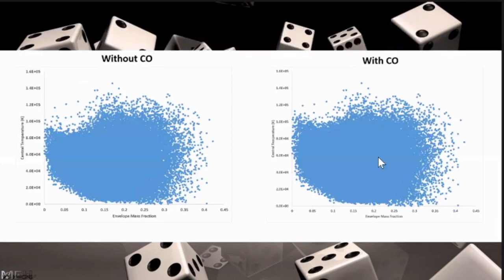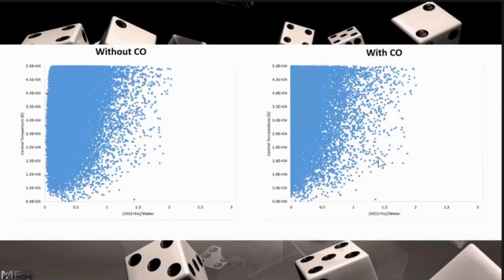This is the same distribution of envelope mass fraction to central temperature, with CO and without CO. And you can see there are differences, but they're small differences. In other words, we're getting the statistics pretty right, I think. But if you look at the rock to water ratio, you find also not very much of a change.